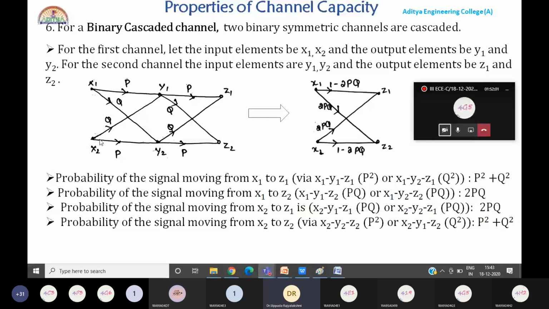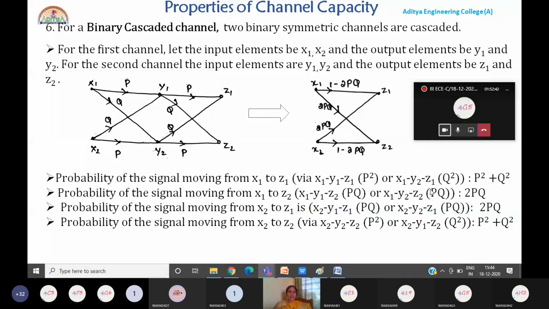And similarly, x2 moving towards z1: x2, y1, z1 and x2, y2, z1. So we obtained pq plus pq, so it will be 2pq. Similarly, the possible paths of x2 moving towards z2 are x2, y1, z2 and x2, y2, z2. So it is p square plus q square. So finally, we obtain all the probabilities like this.